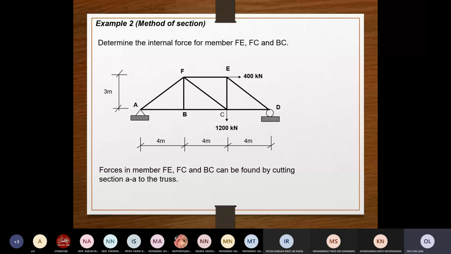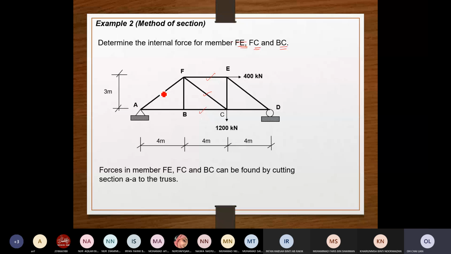Okay, can you see my example 2 here? Yes. Okay, thank you. So now we just want to determine the axial force for FE, FC, and BC. We don't want to determine all of them. So now you need to decide where is the FE, where is the FC, and where is the BC. This is BC, this is FC, this is FE. Maybe just by observation, you know where to cut, because you just want these 3 members.